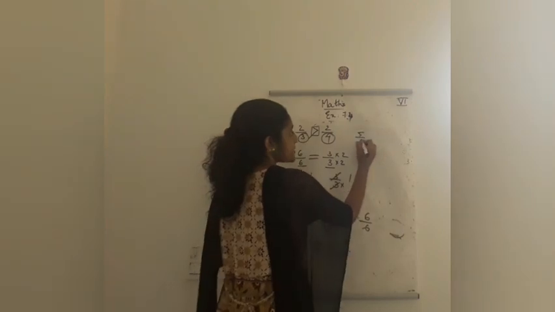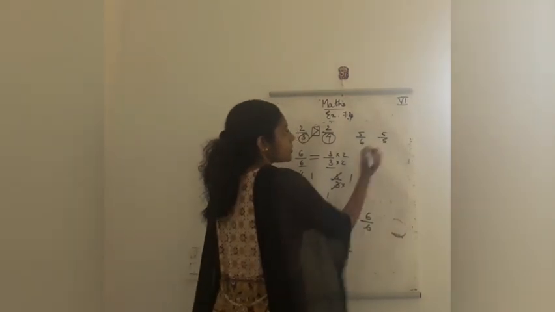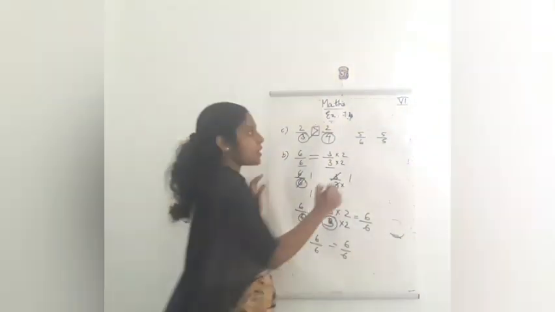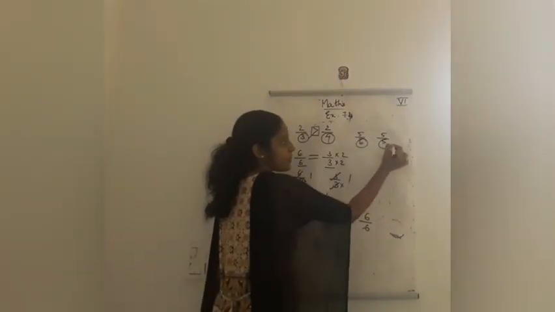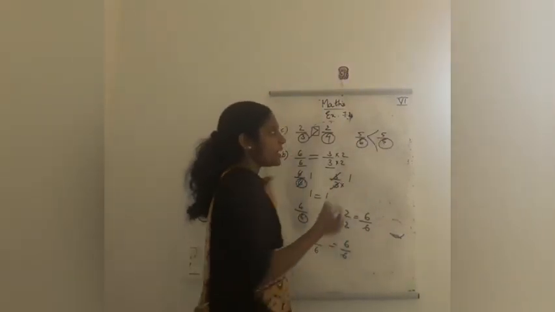So the last question: 5/6 and 5/5. 5/6, 5/5. Here when you look, the numerators are same, so you have to compare the denominators and do the opposite way. 5 will be the greatest. 5/5 will be the greatest number.